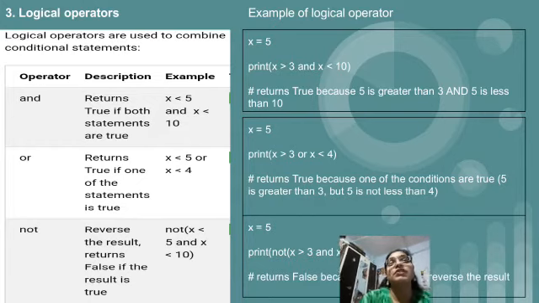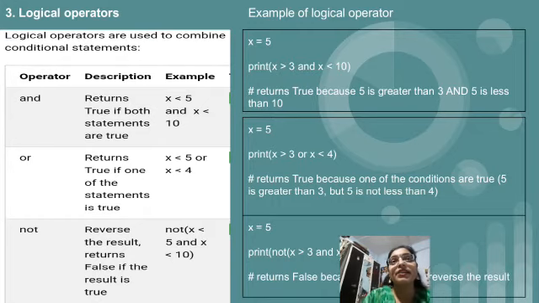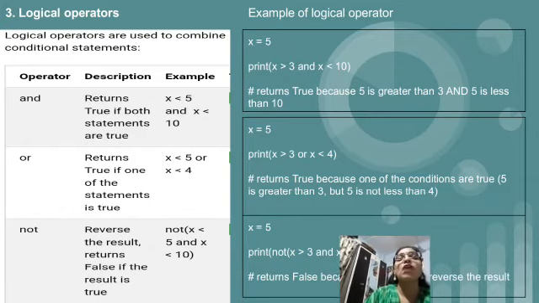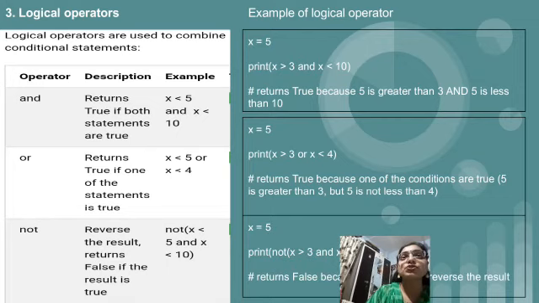We have taken x equal to 5, and then we are printing x greater than 3 and x less than 10. So 5 greater than 3, the first condition is true. 5 less than 10, again the second condition is also true. So both the conditions are true, hence the output is true. If any one of the conditions is false, the output will be false, because AND means all conditions should be true.